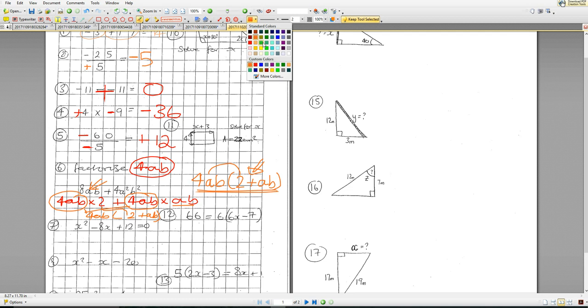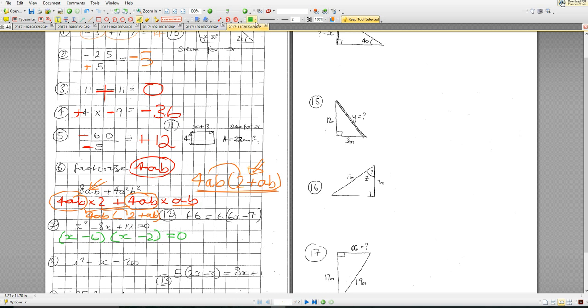Right, let's choose a different color. Let's go for green. You're looking for two numbers that multiply to give us plus 12, and when you add them up give you minus 8. So you put x starting here. So we can start with minus 6 and minus 2. Minus 6 times minus 2 gives you plus 12, and when you add them up gives you minus 8.